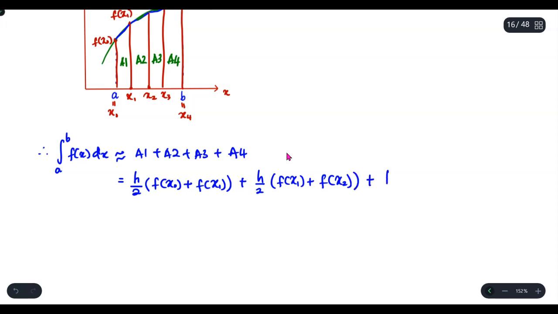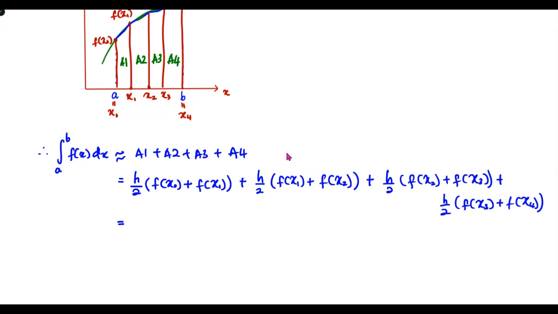Okay, and if we continue for area 3, then we have h over 2 f(x2) plus f(x3), and lastly we have h over 2 f(x3) plus f(x4). Now, where h is basically the distance between two consecutive x, okay, that would be your h, right?